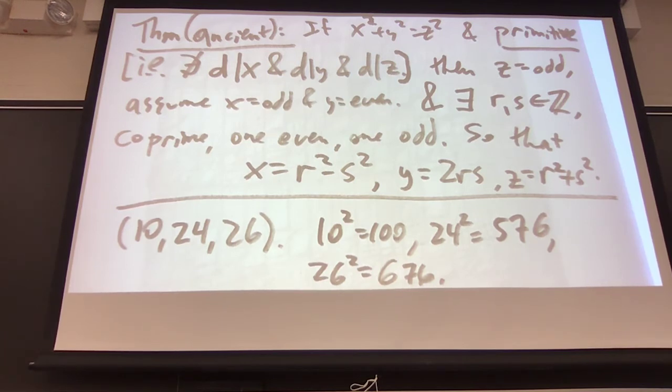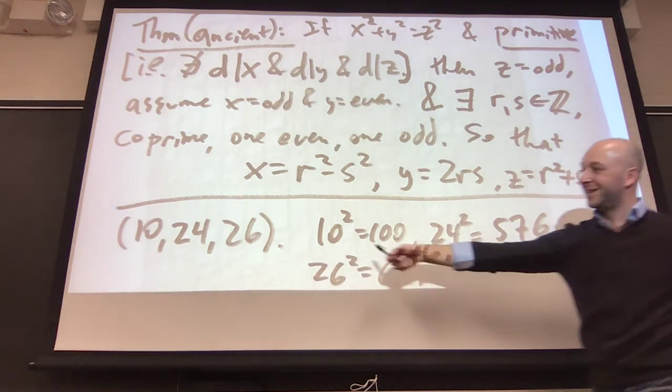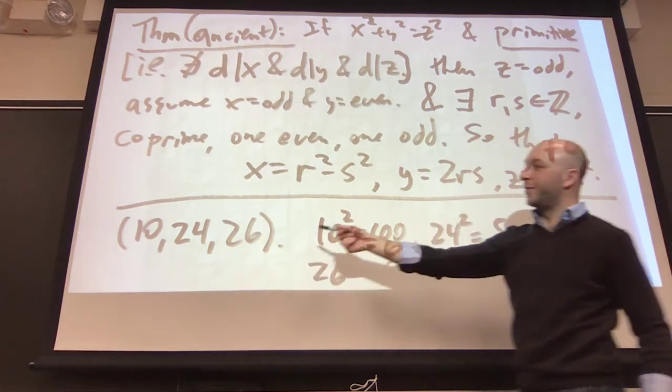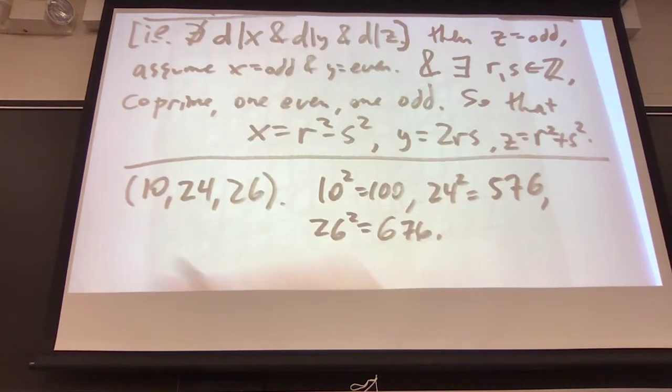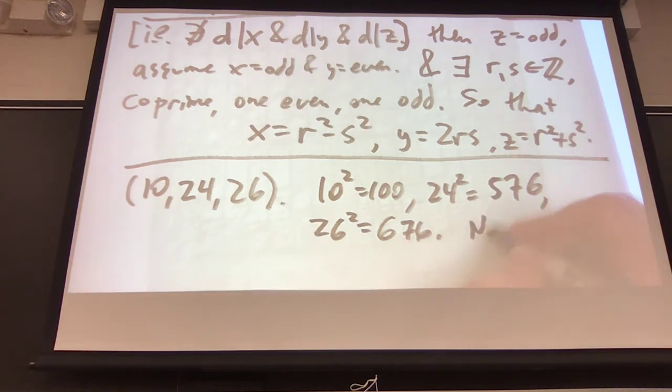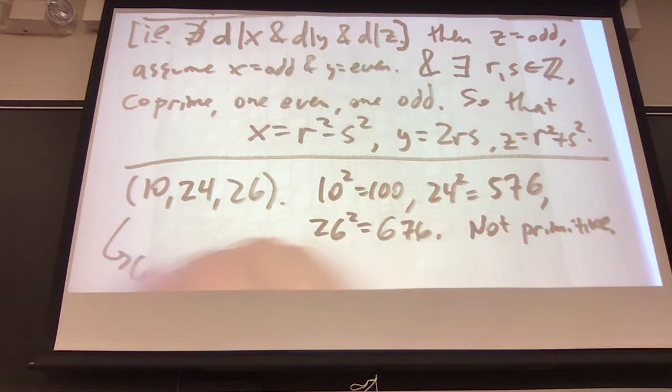No, not primitive, so the theorem can't apply. Z is not odd. There's a factor in common for all of them. What's the factor in common for all of them? 2. So a primitive solution, so if we divide by 2, this is not primitive. So divide by 2, that leads to 5, 12, 13.